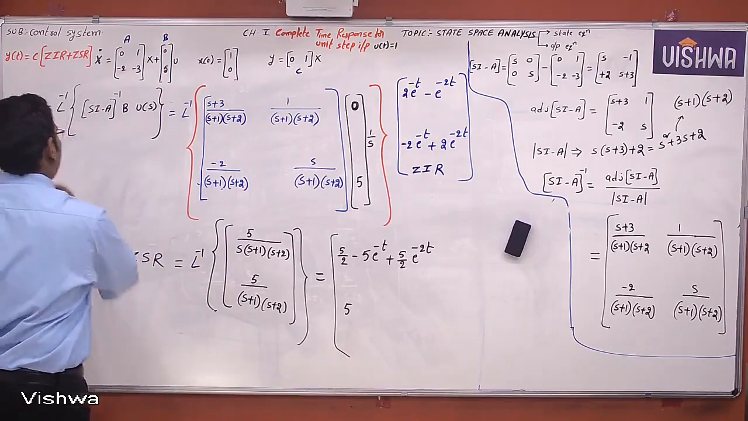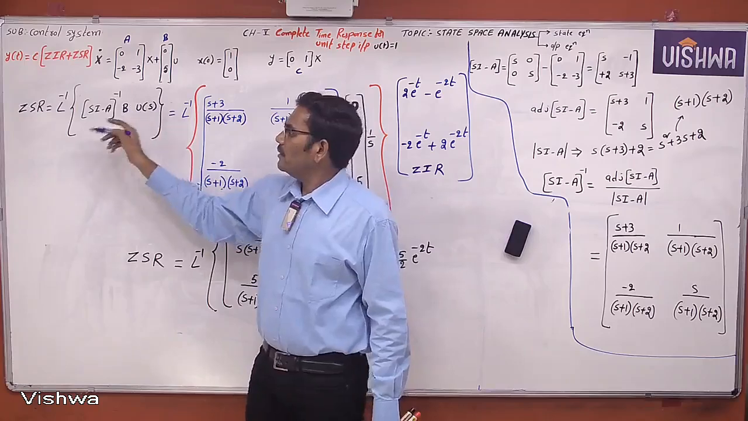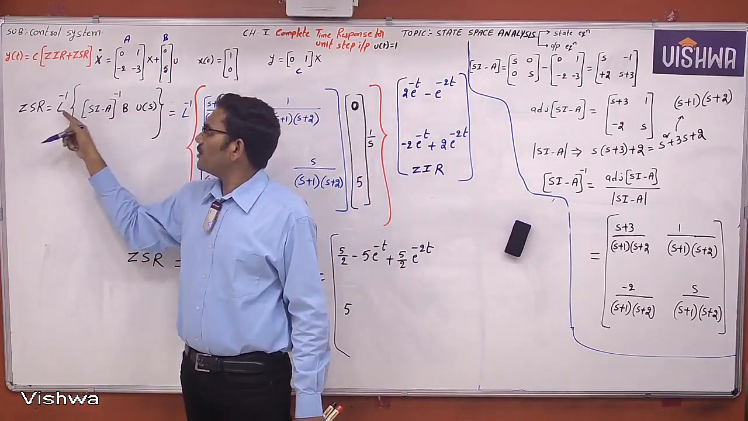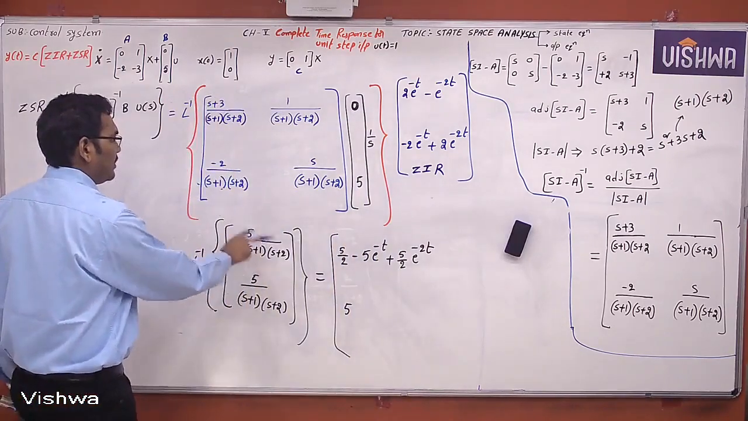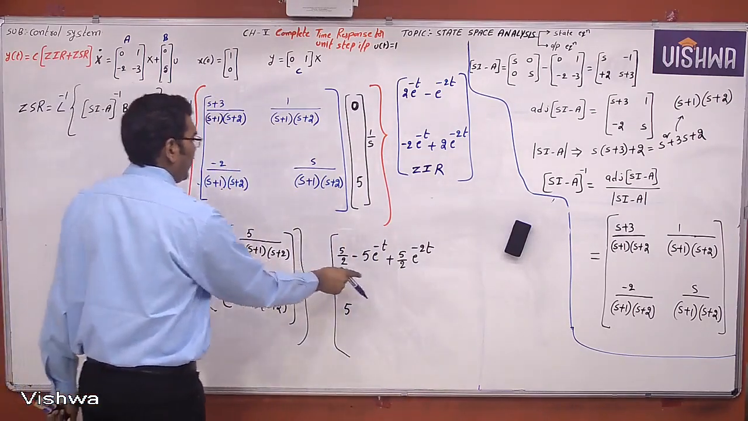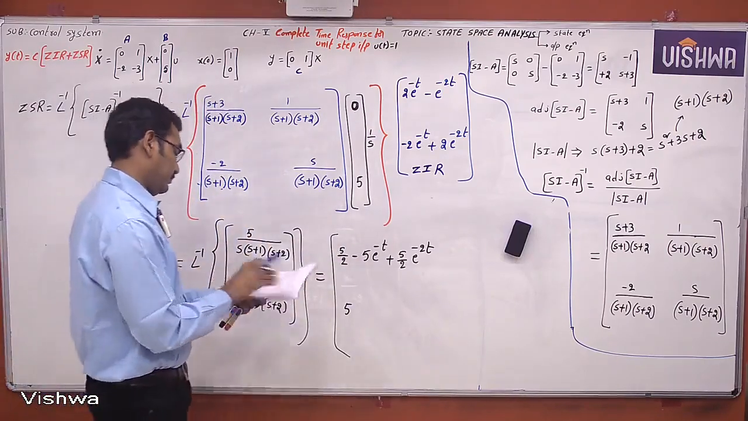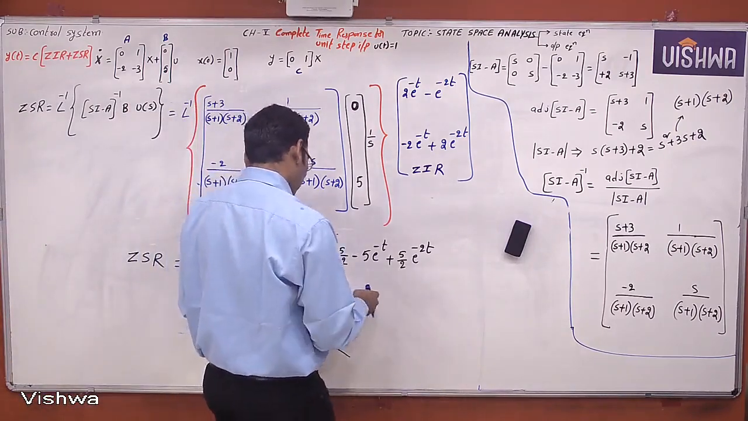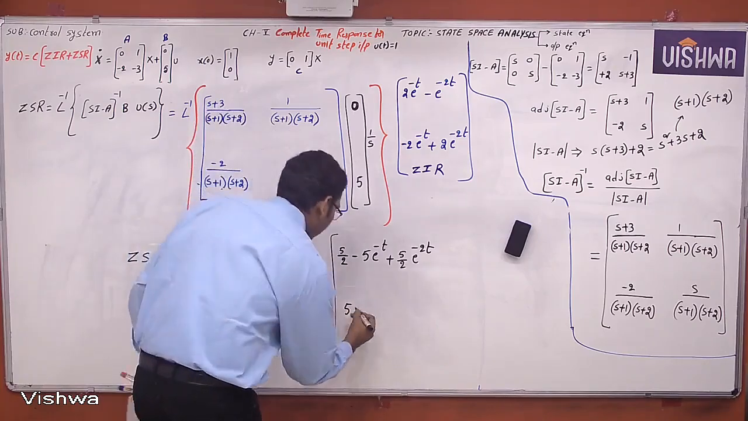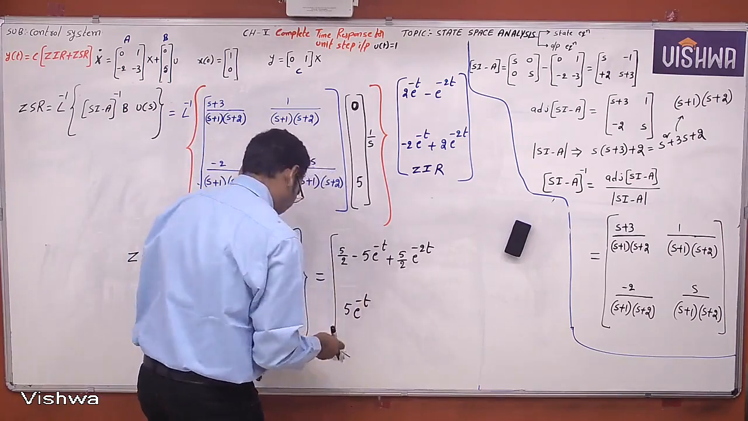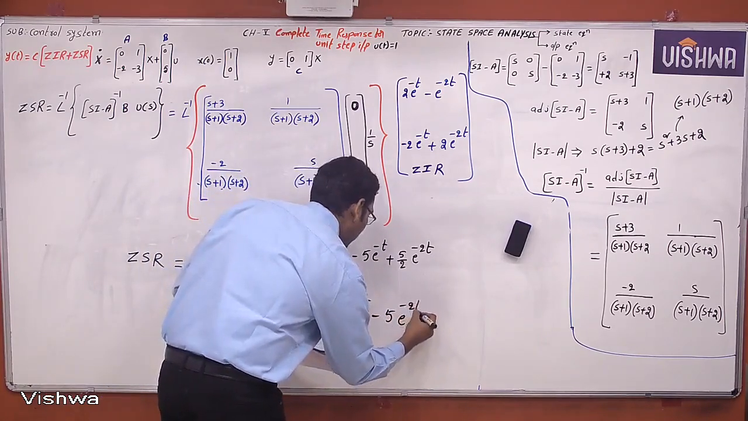This is the inverse Laplace transformation of this, and that will give the zero state response. So we have to do the partial fractions for this, and after doing the partial fractions, apply the inverse Laplace transformation, and the answer is this: 5 by 2 minus 5 into e power minus t, plus 5 into e power minus t, minus 5 into e power minus 2t.